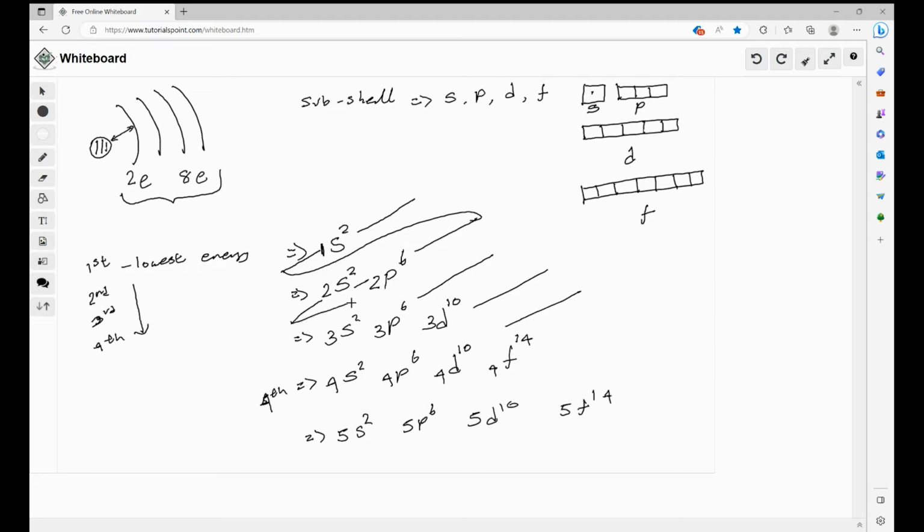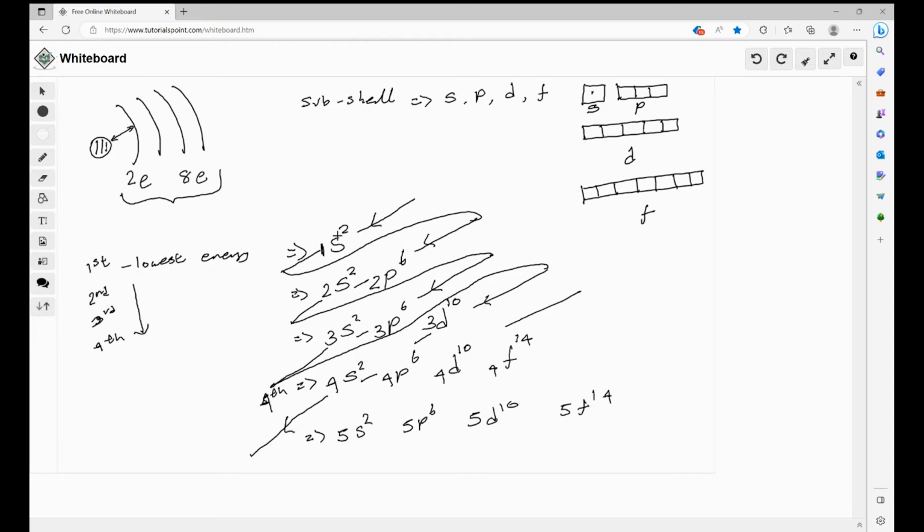Then the third, if we go over here, this one, this one, this one. Now if we follow the lead over here, it comes to this one, 3d10, then 4p6, then 4s2. Does that make sense to you guys? That's how the electrons get filled in. It's important to remember this whole thing.